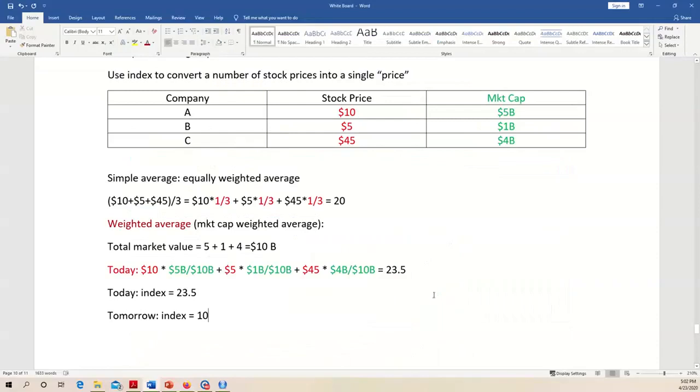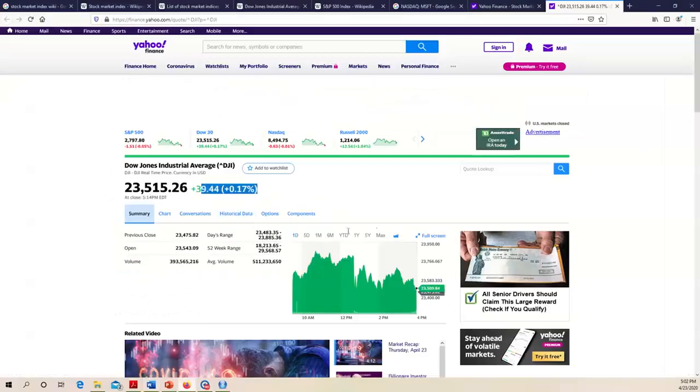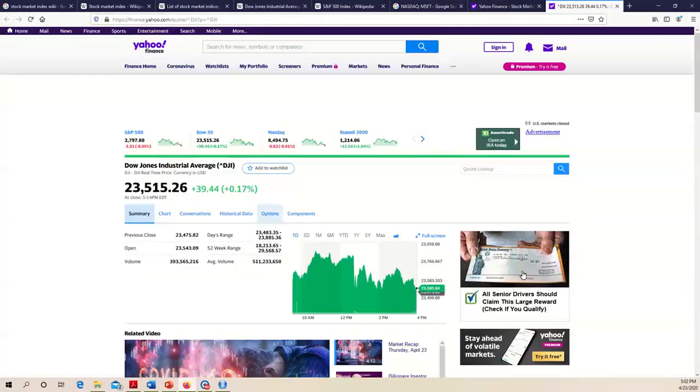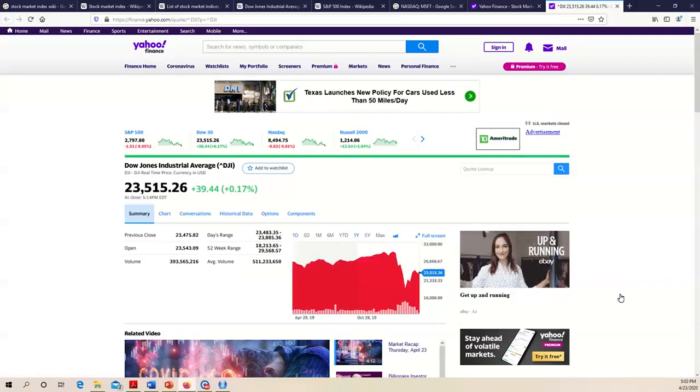So the idea is exactly the same as our simple example here. That means compared with yesterday, on average, all these 30 stocks, on average, their prices have increased by 0.17% over this one-day trading period of time. Okay, and of course, you can change the time window here. Over the past 5 days, this index has decreased from roughly 24,000 to 23,500.